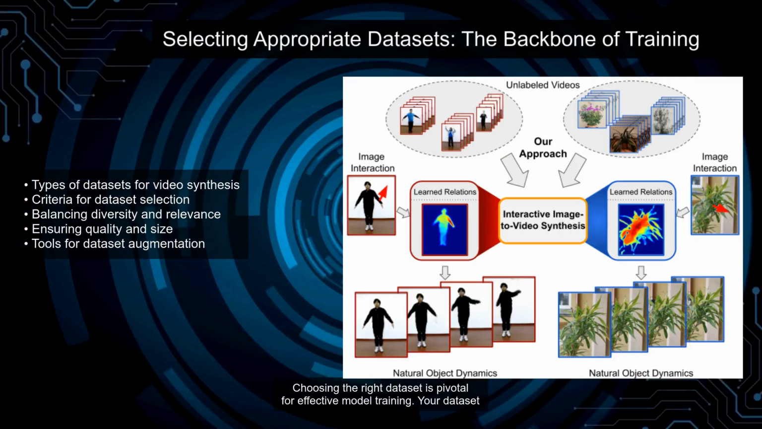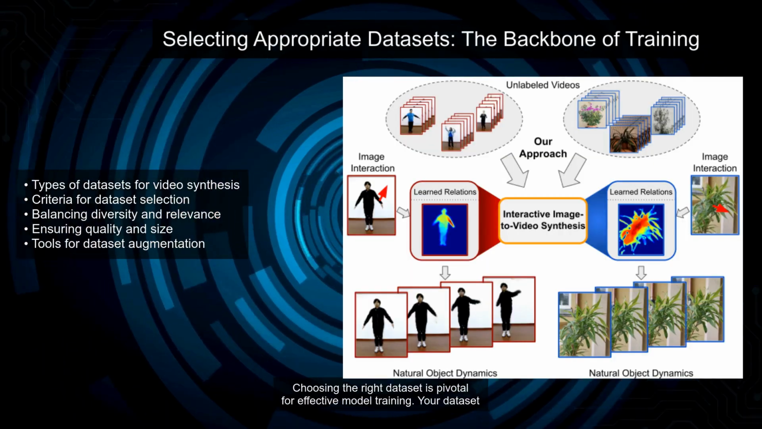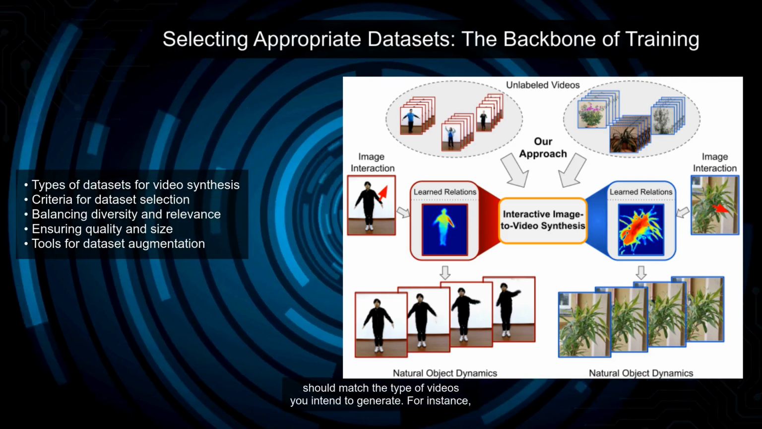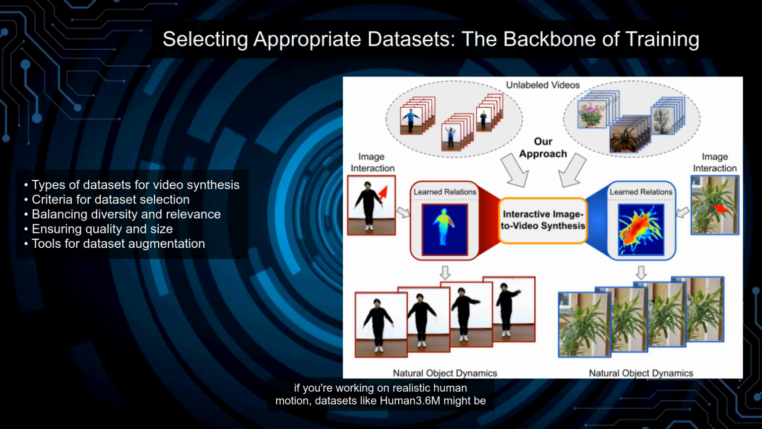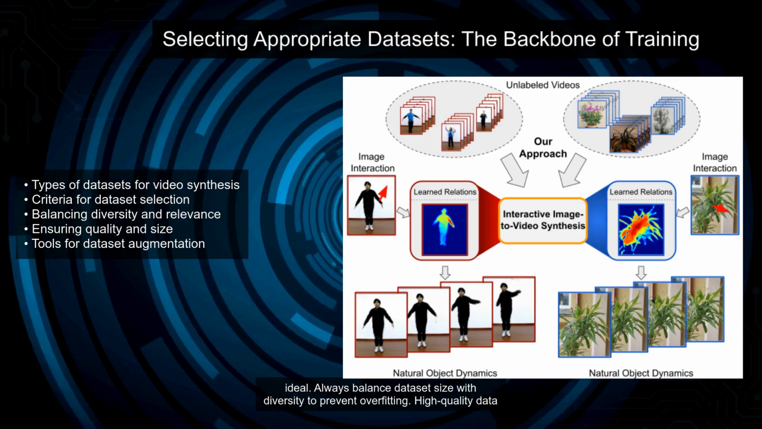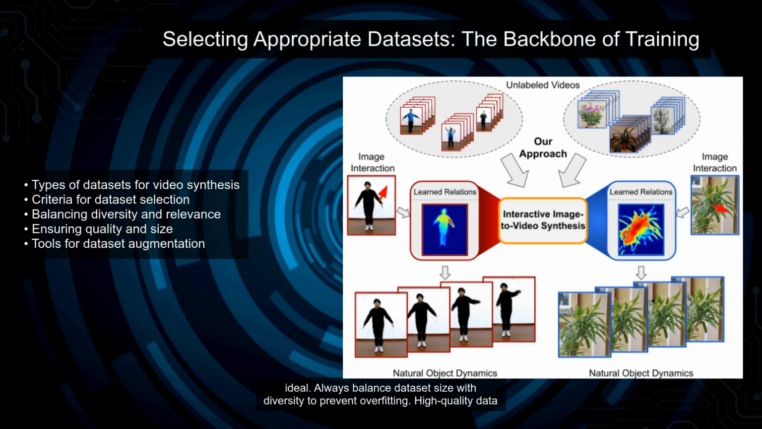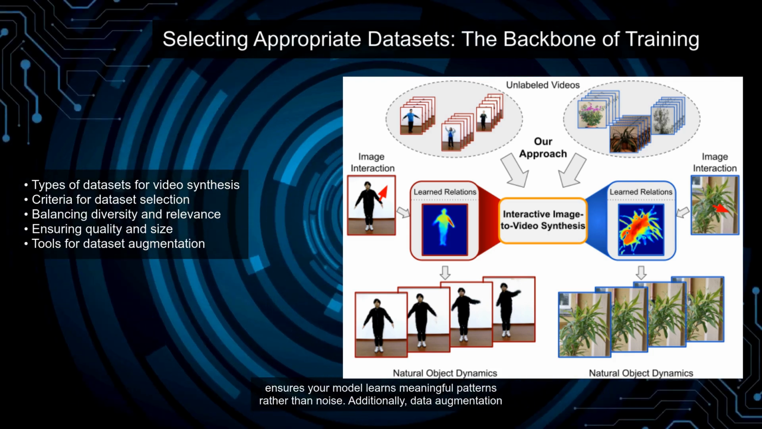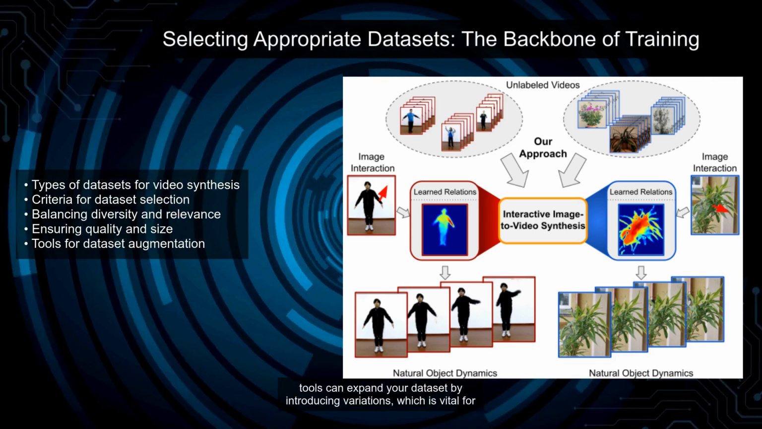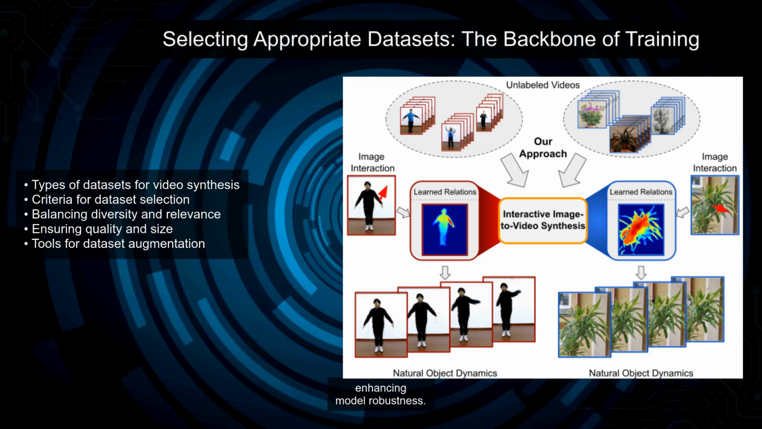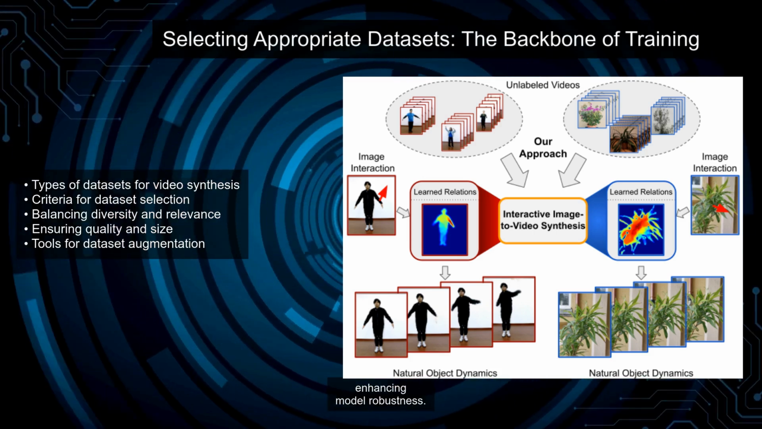Choosing the right dataset is pivotal for effective model training. Your dataset should match the type of videos you intend to generate. For instance, if you're working on realistic human motion, datasets like Human 3.6M might be ideal. Always balance dataset size with diversity to prevent overfitting. High-quality data ensures your model learns meaningful patterns rather than noise. Additionally, data augmentation tools can expand your dataset by introducing variations, which is vital for enhancing model robustness.